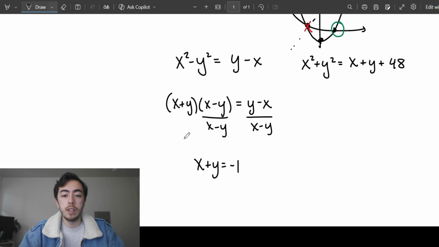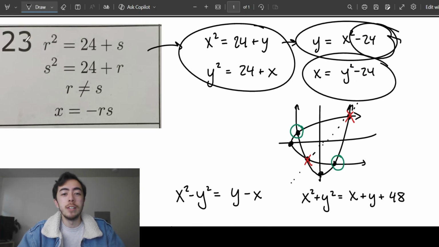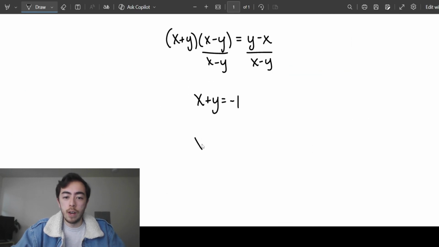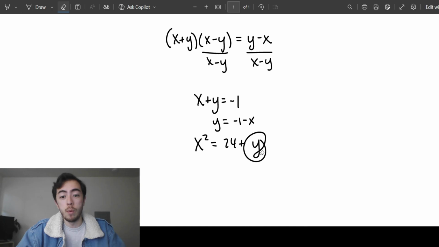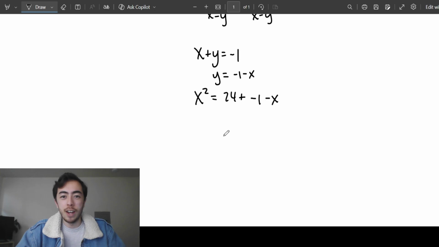I could actually use this, maybe isolate a variable first, and substitute it back into one of my original equations. I'll just do this first one. So x squared equals 24 plus y is just from the problem statement. But if I isolate y, y is equal to -1 minus x, I am able to replace this y that was here with just -1 minus x. And this is a quadratic, and quadratics are fairly easy to solve. Setting this equal to 0, I get x squared plus x minus 23 is equal to 0.